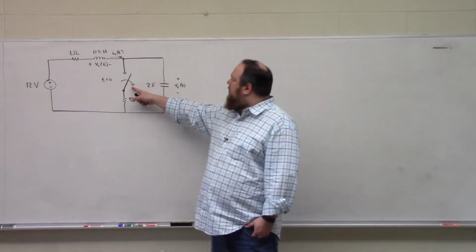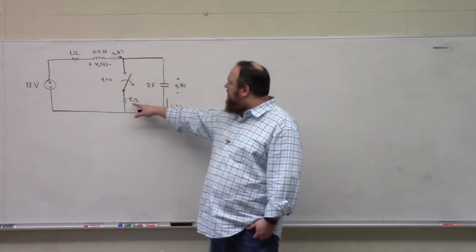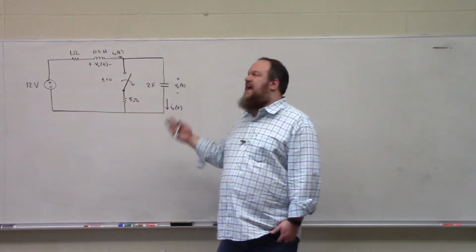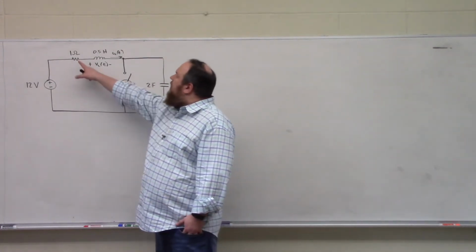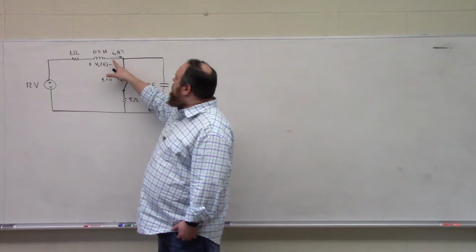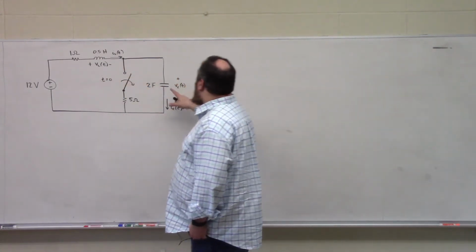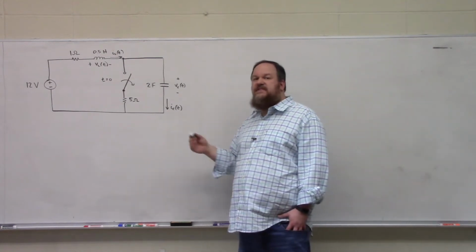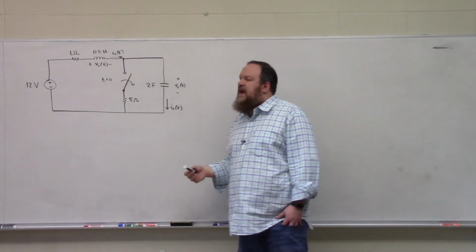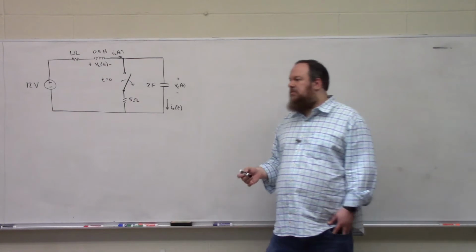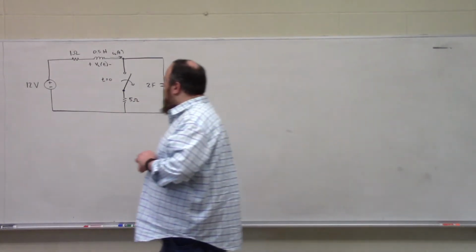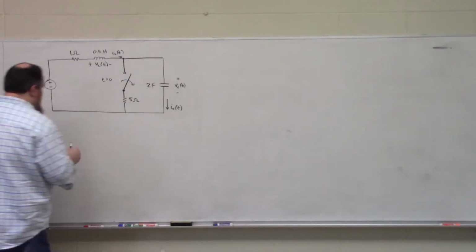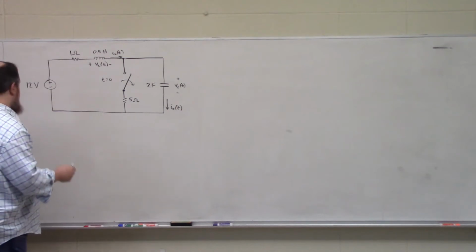The switch here that opens at t is equal to 0, all it does is take this 5 ohm resistor out, leaving behind a 1 ohm resistor in series with a 1/2 Henry inductor in series with a 2 farad capacitor. So we can see that this is a series RLC circuit and that it will be a total response problem. So we're going to start off, as we normally do, by calculating alpha and omega naught.